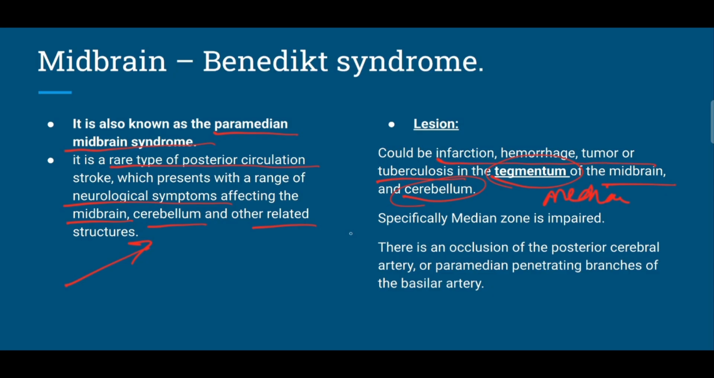The vascular culprits: occlusion of the posterior cerebral artery, or those sneaky paramedian penetrating branches of the basilar artery. This cuts off blood to the critical midbrain real estate, leading to the cascade of deficits. For Step 1, you'll need to know the anatomy here. The midbrain's median zone is packed with structures like the oculomotor nerve and cerebellar pathways. It's rare but high yield when it shows up in the vignette, so let's unpack the details next.